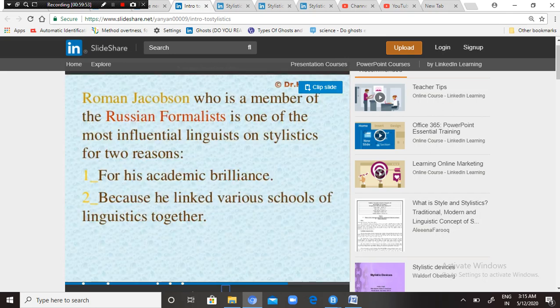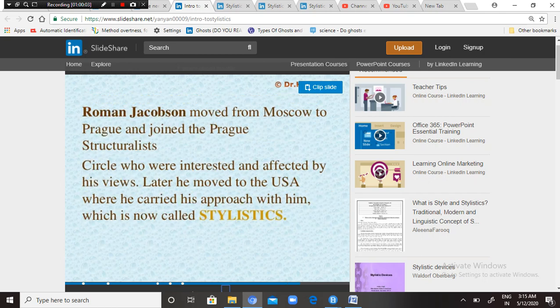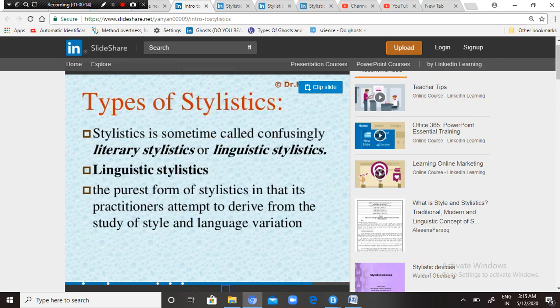And Russian formalism, what about Russian formalism linguistics? These are the two reasons for his academic brilliance, because of the link with various schools of linguistics together. Roman Jakobson moved from Moscow to Paris, and joined the progress of structuralism.